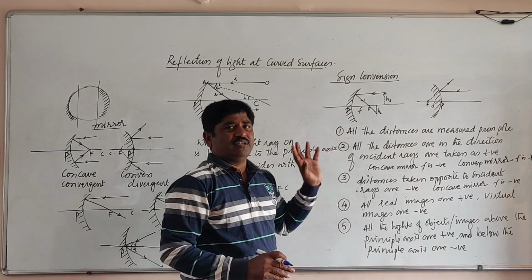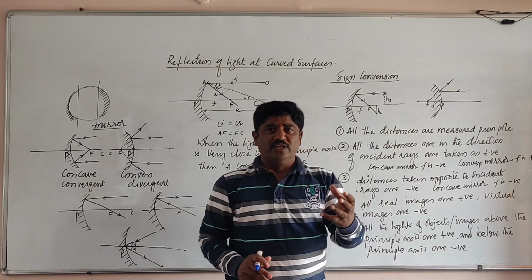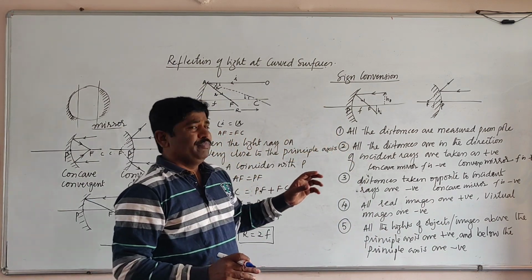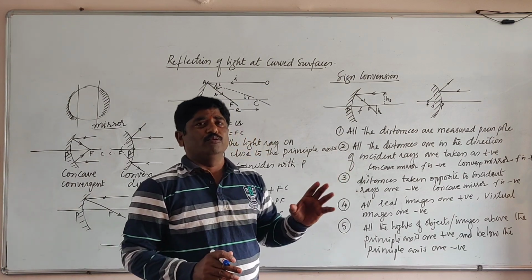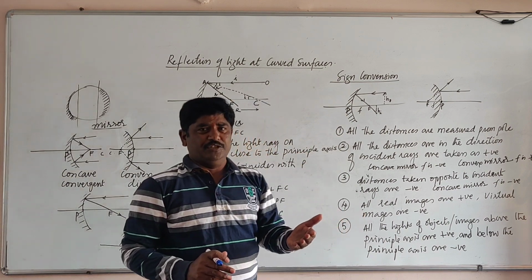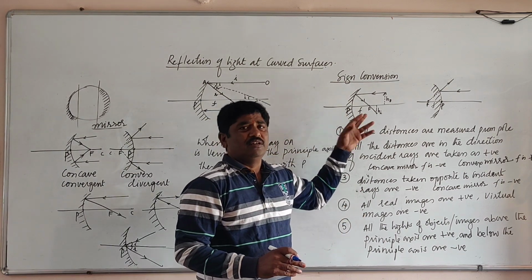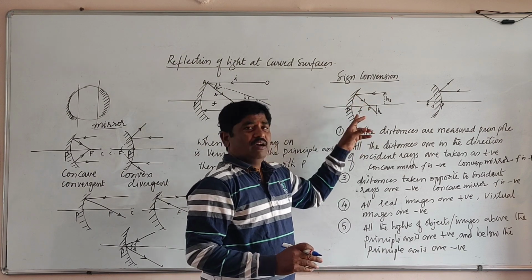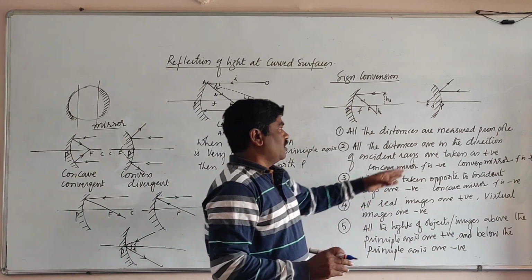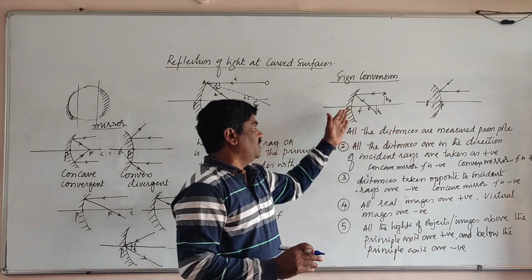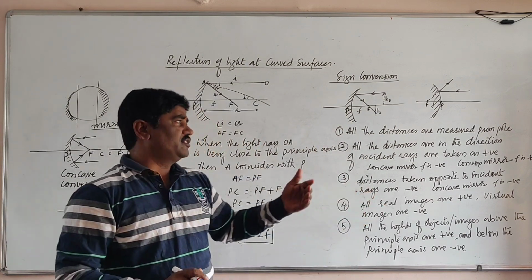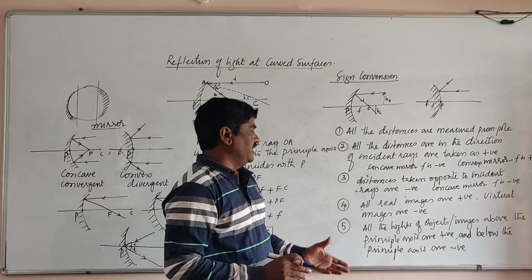We can only see the image but we cannot catch it. For example, in the rear view mirror of vehicles, we are able to see a larger vehicle. But in the case of a concave mirror, the image can be magnified. So the dentist is able to see the tooth decay, and the eye specialist also uses a concave mirror. So convex mirrors are used as rear view mirrors, and concave mirrors are used as the reflecting surfaces in the headlights of cars and other vehicles, you can say.